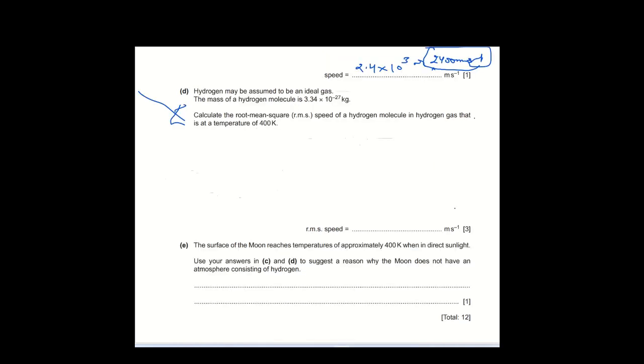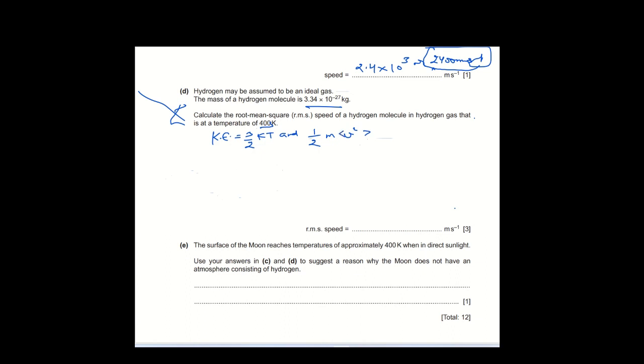Now, hydrogen may be assumed to be an ideal gas. The mass of a hydrogen molecule is 3.34 into 10 raised to power minus 27 kg. Calculate the RMS speed of a hydrogen molecule in hydrogen gas at temperature 400 Kelvin. So here we have to use the concepts of kinetic theory or thermal physics, where the kinetic energy is given as 3 by 2 kT and also half mv square. Here v is the RMS speed.